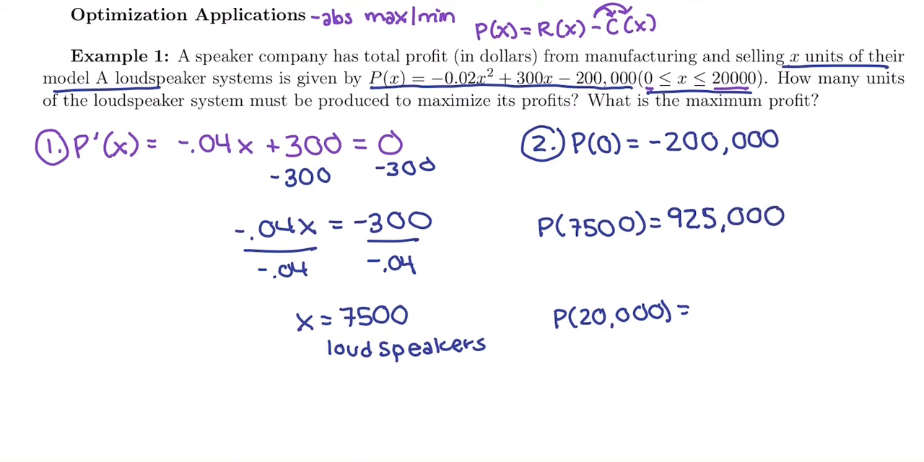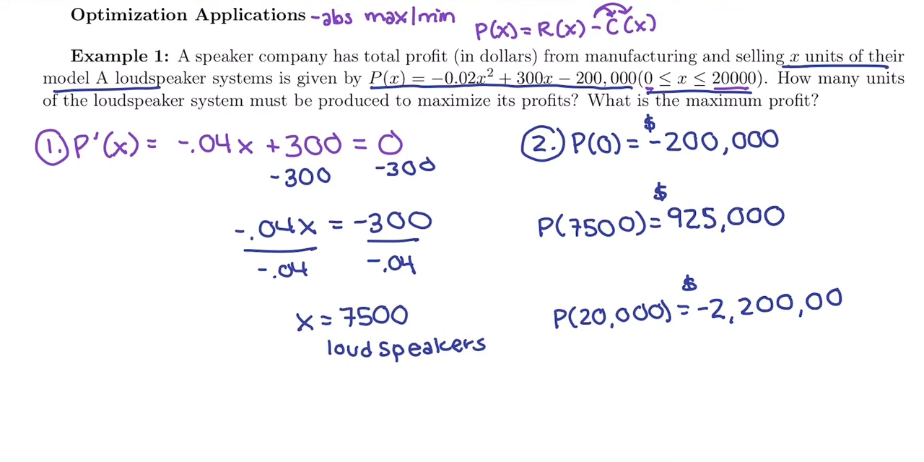And then I'm going to replace that x in the original function with 20,000. So if they produce 20,000 speakers and we plug that into the original function, I'm getting negative 2,200,000. So what should we tell them to do? Do they want to make negative 200,000? Do they want to make 925,000? Or do they want negative 2.2 million?